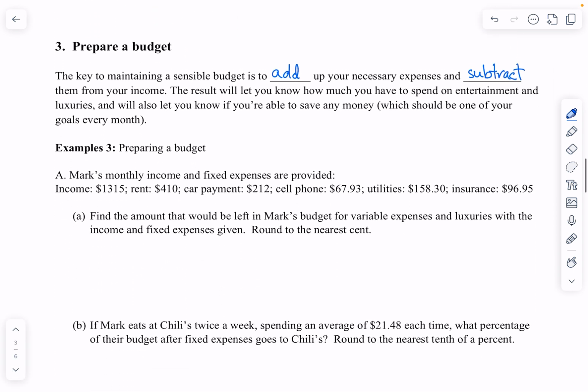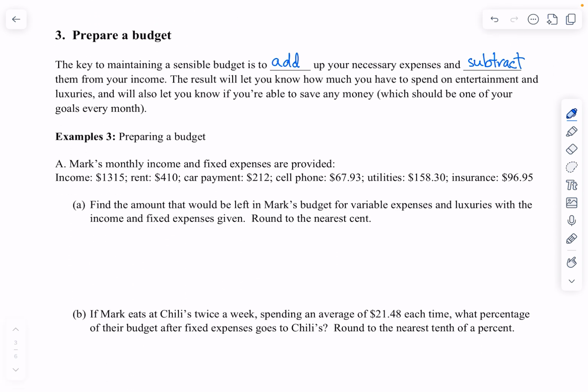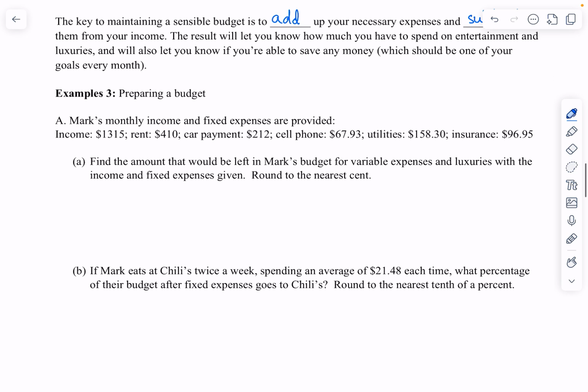So now we're going to go into, well, how do we prepare a budget? The key to maintaining a sensible budget is to add all your necessary expenses and subtract them from your income. The result will let you know how much you have to spend on your wants, the luxury items. All right? So let's try example 3 here.